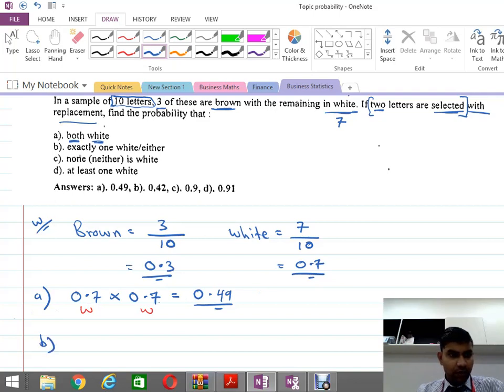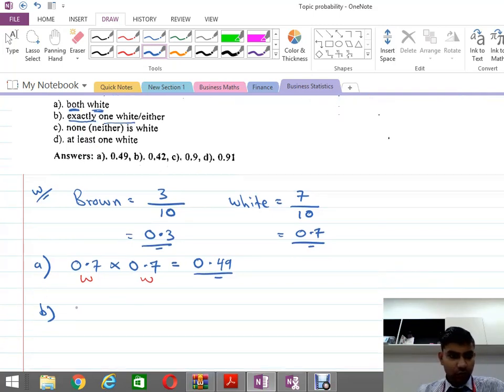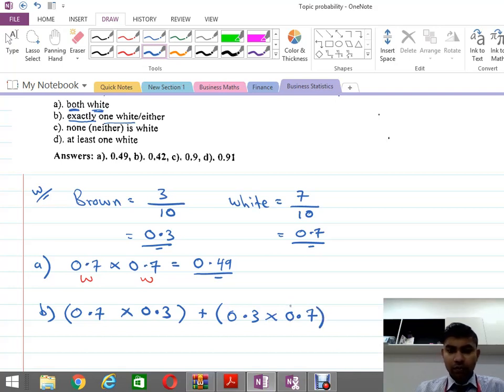Now when it comes to B, exactly one white, that means one is white and the other is brown, plus another one is brown and then the other is white. When it comes to probability, you must think what is the maximum outcome you can go for. Remember, back to the basics, you must select only 2 letters, that is the requirement.